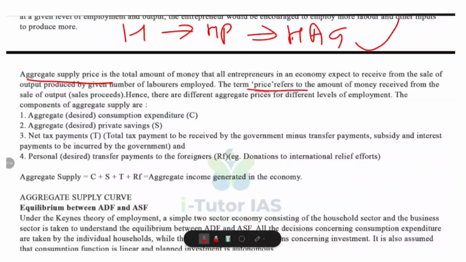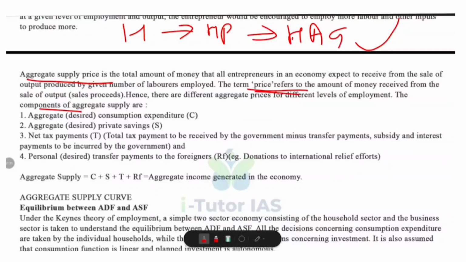Here, this price doesn't mean the price of a single product. It refers to total sales revenue or sales proceeds from the output produced. So, for different levels of employment, there will be different aggregate supply prices. Now, what are the components of aggregate supply price?